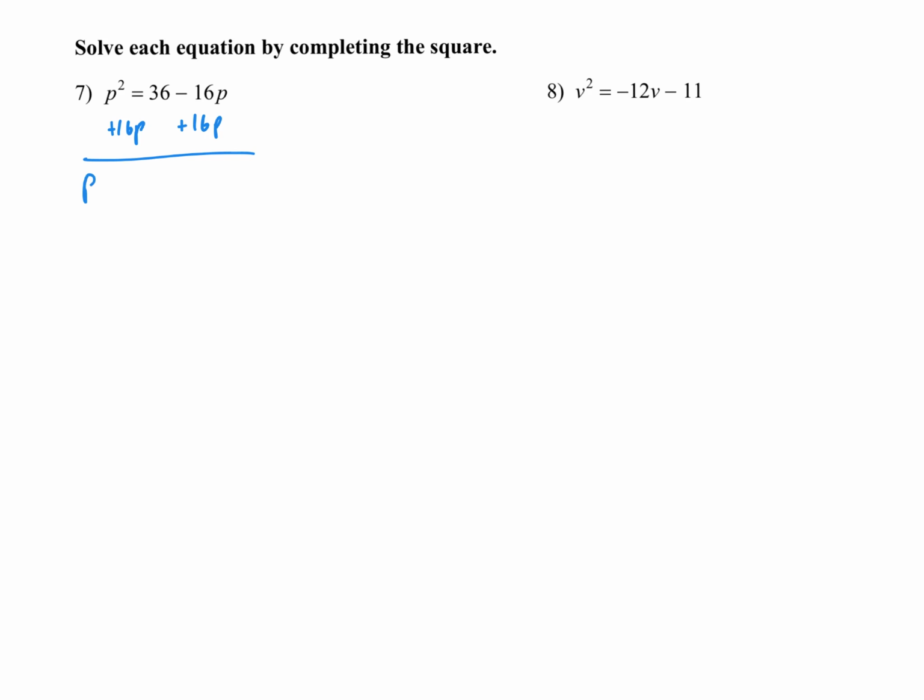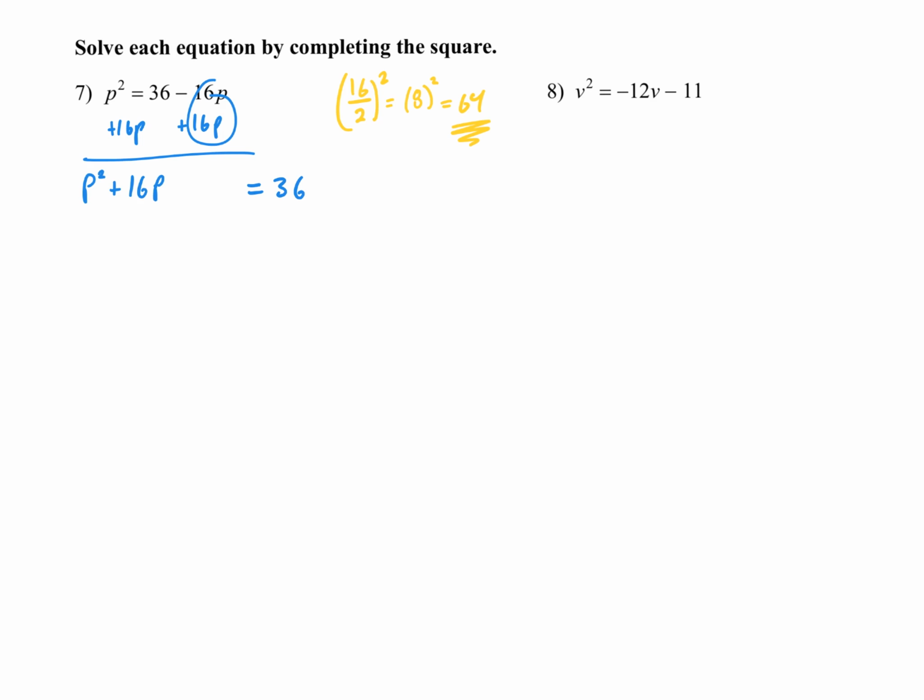So the left-hand side is going to be p squared plus 16p. I'm purposely leaving some space, is equal to 36. Those two went to 0. Now I'm going to do my little trick. My b is 16, so I'm going to say 16 over 2 squared. Well, half of 16 is 8. 8 squared, 8 times 8 is 64.